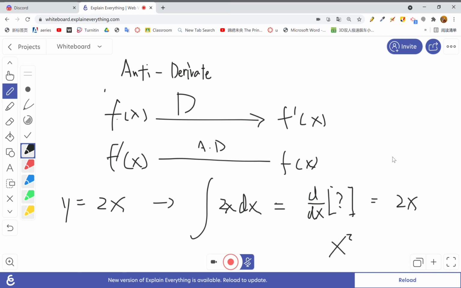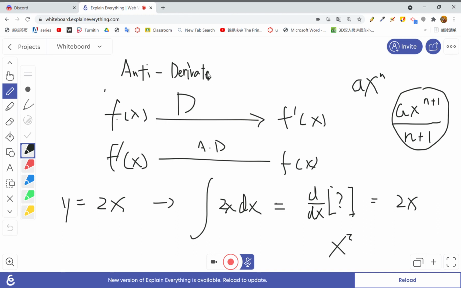So the antiderivative, sorry, my mistake. The antiderivative of any term, if you can express it as a times x to the n power, should equal a times x to the n plus 1 power divided by n plus 1. This is the rule, okay? So the antiderivative is basically the essential idea of the integral.